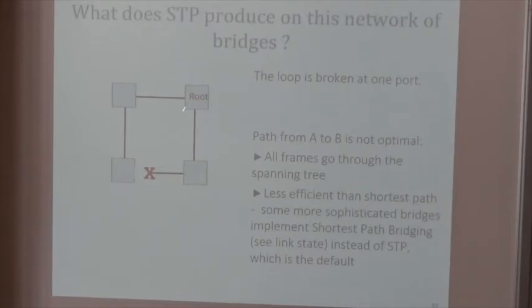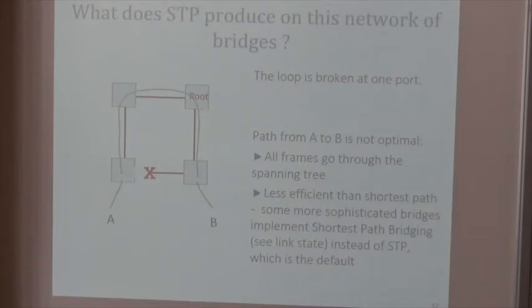But if, for example, this is the root, and if the shortest path chosen from this one is here, there are two equal cost shortest paths, it will pick one of the two based on, for example, the interface that has the smallest number. If it picks this one, that means this port will be broken. In particular, if there is traffic from A to B, it will follow the long way instead of going through the shortest path here. So this is not efficient from a traffic viewpoint, but this is how it is.